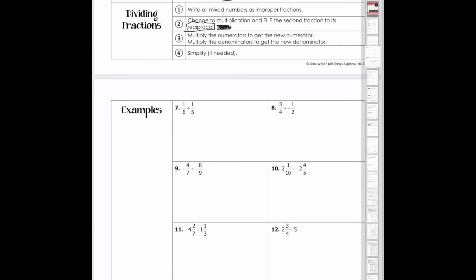All right, so there's nothing to change here. There's no mixed numbers to change. So I'm going to keep the first fraction. The division sign changes to a multiplication, and 1/5, the reciprocal, is 5/1.